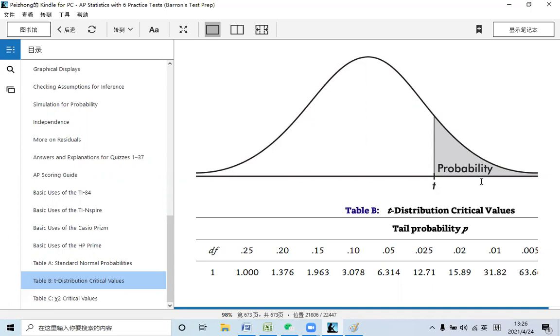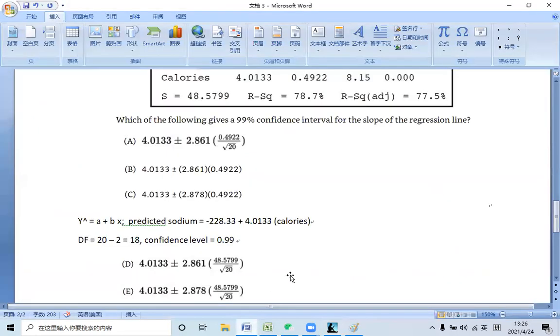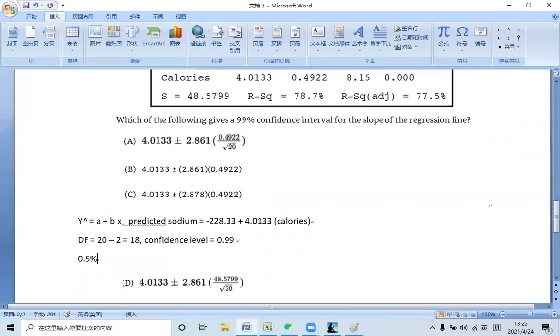And so what would be on each side? 1% total in the tails, so 0.5% on each tail. 0.5% on each tail. So yeah, 0.5%. That would be equal. Oh, wow, why is it? What's going on?